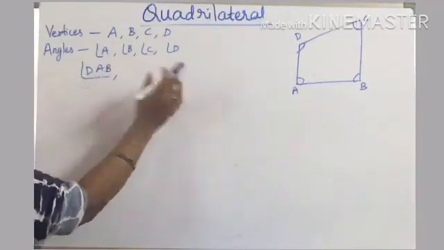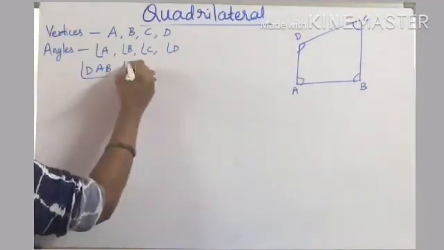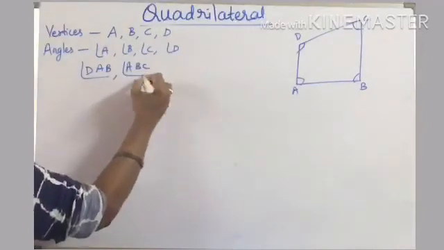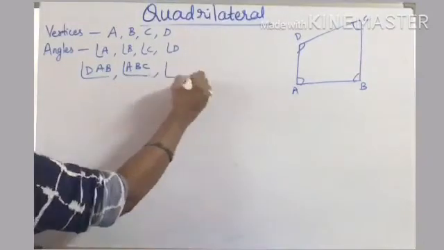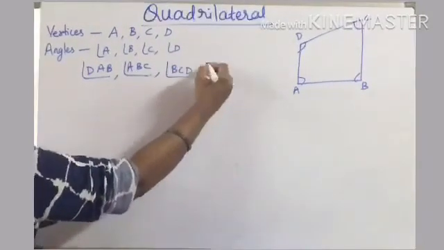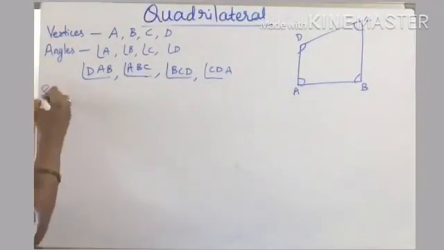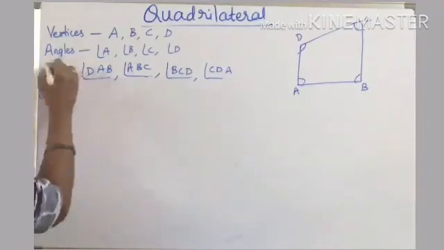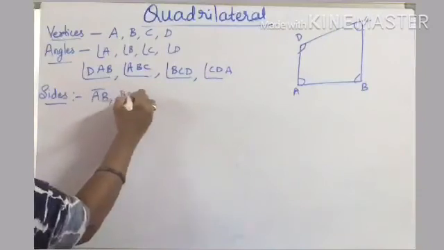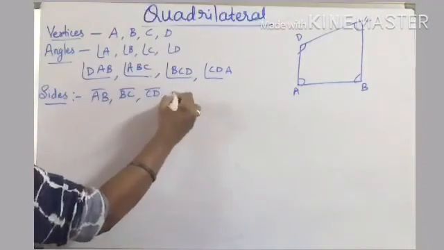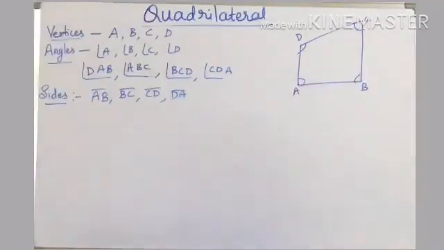Next angle B, how do you write it, children? You can write ABC or CBA, your wish. You should consider the middle letter. Always the vertex should be in the middle. Next, how do you write C? BCD. Next, how do you write D? CDA. So these are the angles. Coming to sides. Sides are nothing but line segments. So you have four sides: AB, BC, CD, DA. These are the four sides. Four line segments are known as the four sides of a quadrilateral.